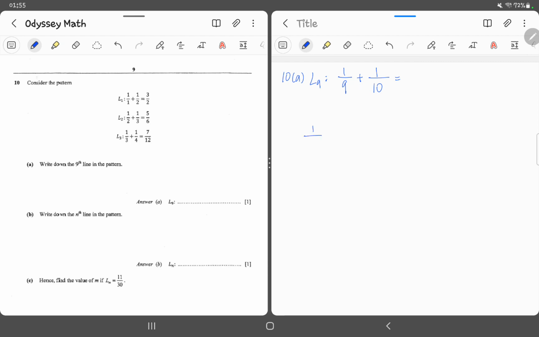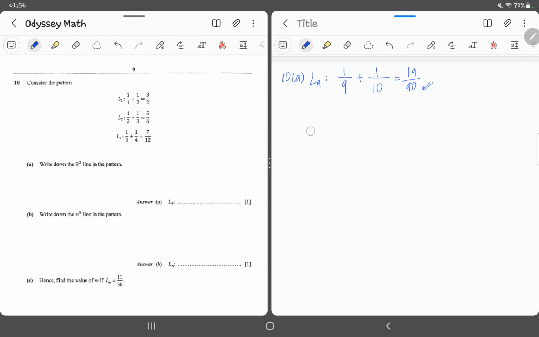so if I were to add two fractions of different denominator, we have to make the denominator the same, right? So 90, 1 over 90. So here I times 10, so I must times 10 over here. So this is 10 over 90, okay? And then plus 10 times 9, 90. 1 times 9, 9. So that gives us 19 over 90. And this is the ninth line.